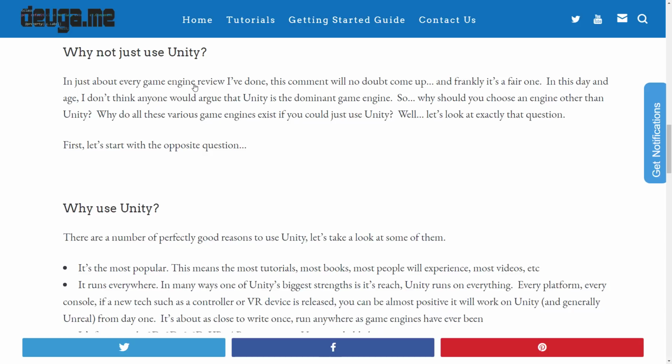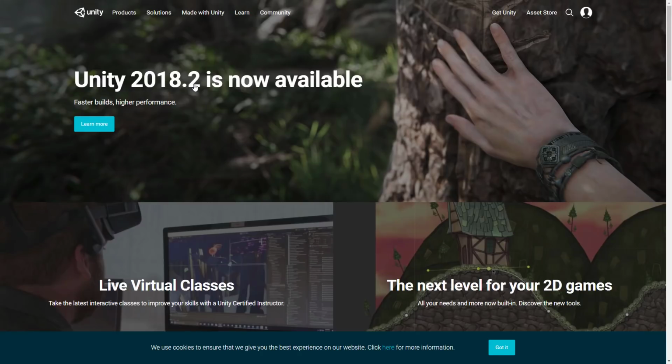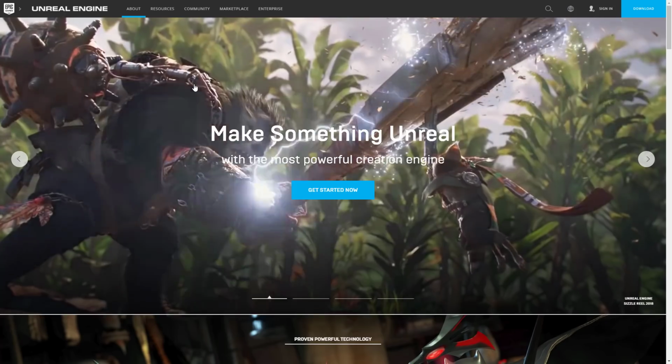So there's strength #1 for Unity. Definitely, by far and away, it is the most popular, and thus it has the biggest community, and there is a lot of power in that. And again, if you're looking for a job, there's a lot of sense learning the most popular game engine out there. Now, another big strength of Unity is the fact that it runs everywhere, on everything.